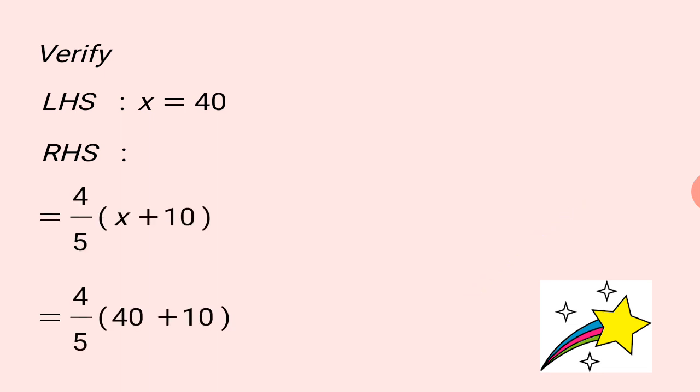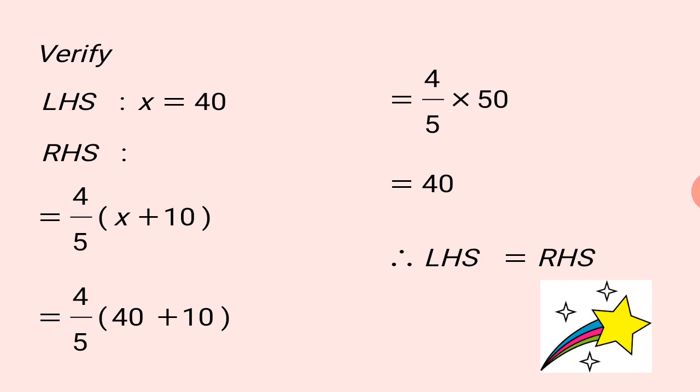Now you have to do the verification. Verification, LHS is directly equal to 40. For RHS, you will be substituting and solve it. You get it as 40. That means LHS equal to RHS and it's verified.